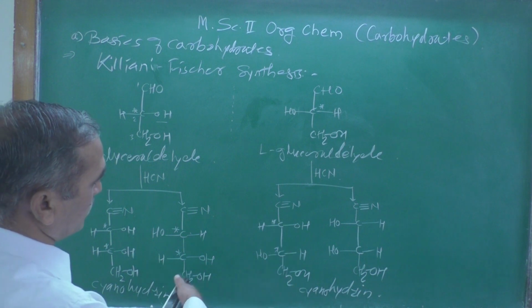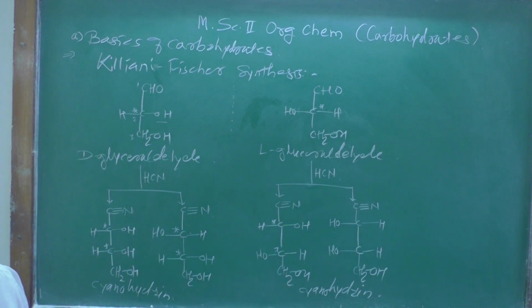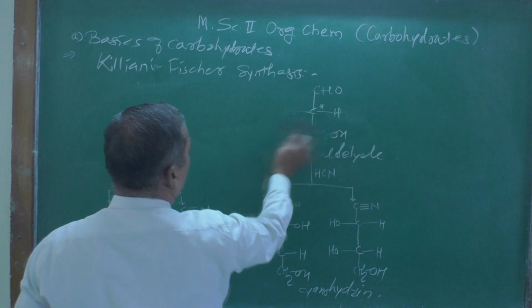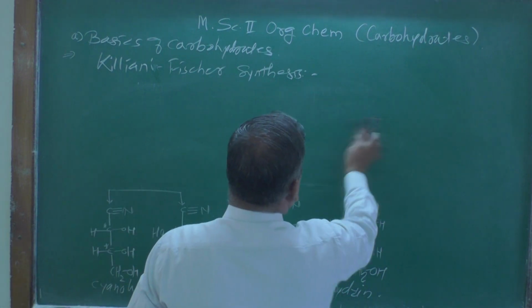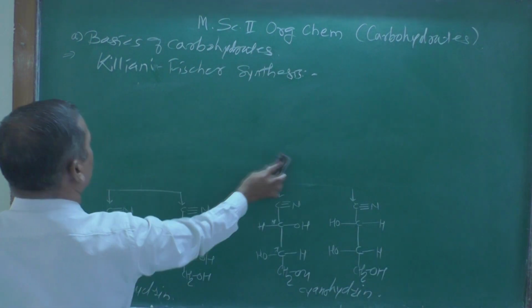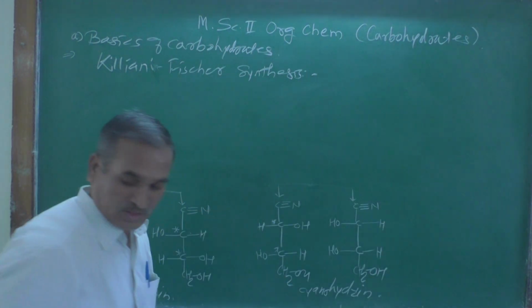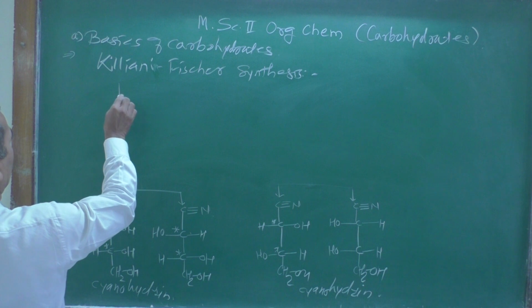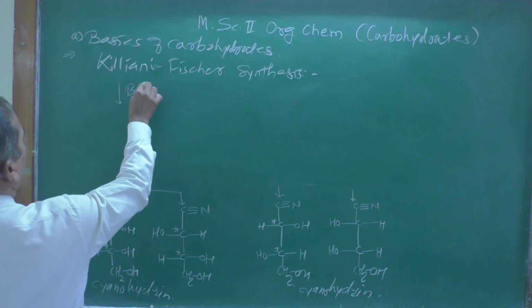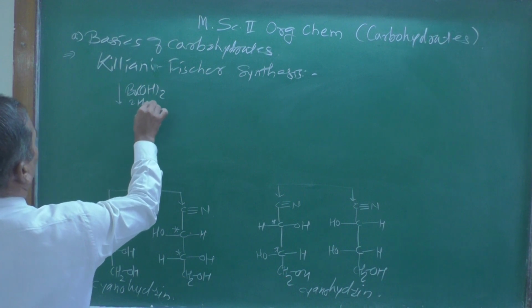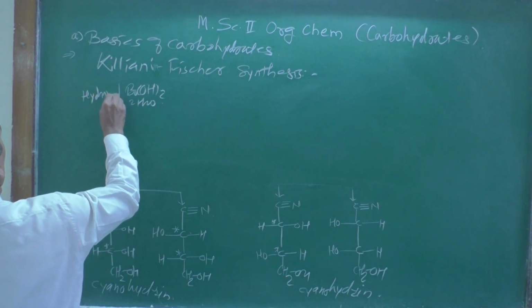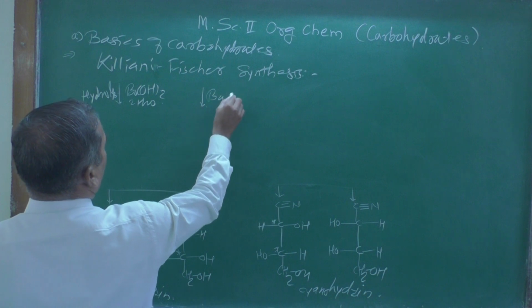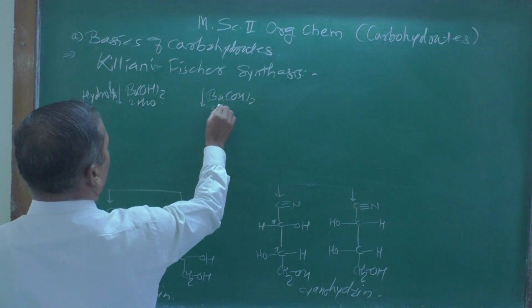Now, due to the limitation of this blackboard, I am removing this part so that we can write the rest of the structure over here. Now, look at here, I am going to do hydrolysis. Here I am going to add barium hydroxide, Ba(OH)2, that is twice, with H2O. This is a hydrolysis process. Hydrolysis.